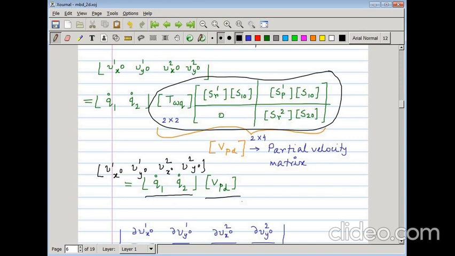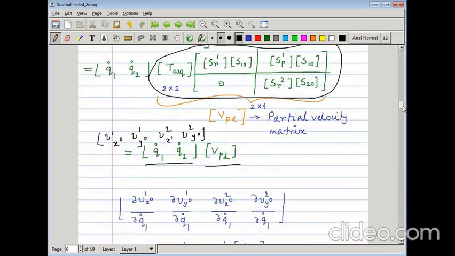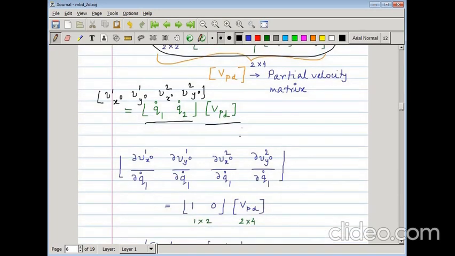So why is it called the partial velocity matrix? Because some partial differentiation is involved. So this is the velocity, so the velocity term is okay. Partial means we are actually taking the partial derivative of this center of mass velocity with respect to q1 dot and then q2 dot. Suppose we take the partial derivative of all these quantities with respect to q1 dot and we club it in a row. Then what happens?